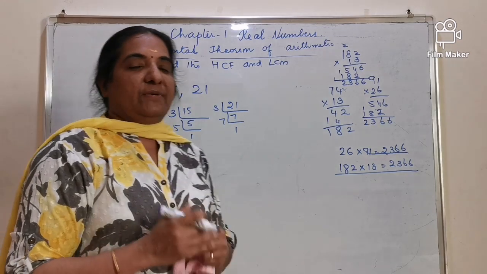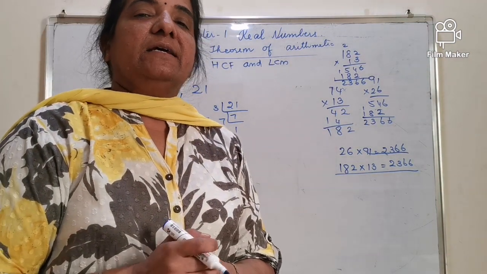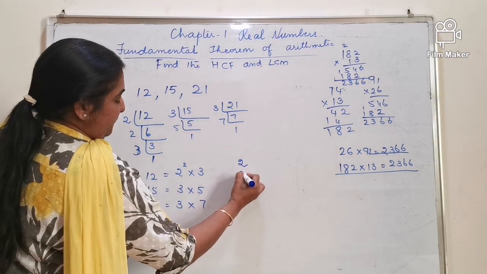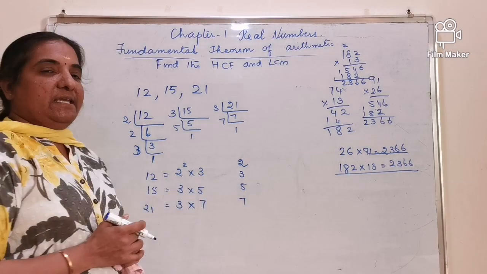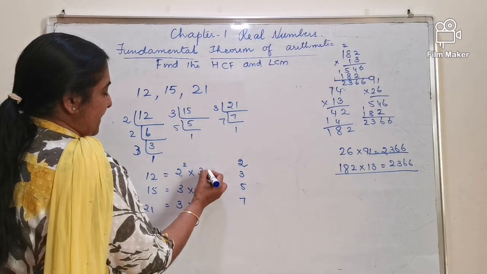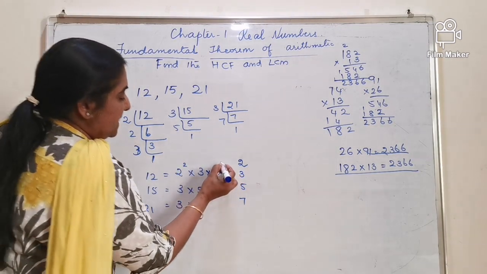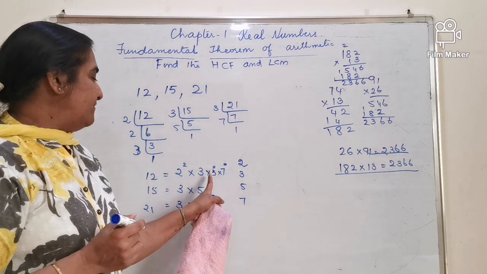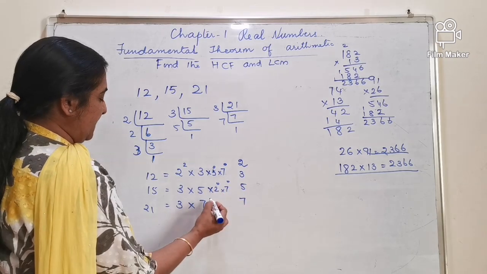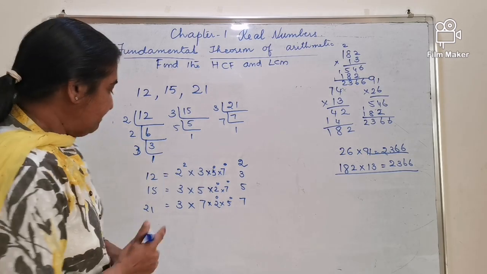Again, the method which I have been explaining, the children who can write directly can adopt that, or the others. What are the factors? You can see in all the three numbers the factors are 2, 3, 5 and 7. The factors which are not currently present can be written as 5 to the power of 0, 7 to the power of 0, 2 to the power of 0.